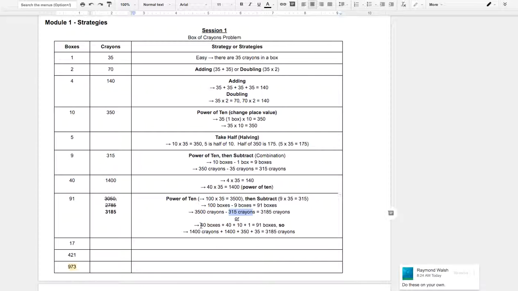Someone else had a different strategy. You could start with 40 boxes, because you just did that up here, and then do 40 boxes plus 40 boxes is 80 boxes, plus 10 boxes is 90 boxes, plus 1 box is 91 boxes, and then just add up all the numbers for each of those boxes. So we know that 40 boxes has 1,400 crayons. Again, 1,400. 10 boxes has 350 crayons. And 1 box, we know is 35 crayons. Add that all up, and you get the number of crayons.